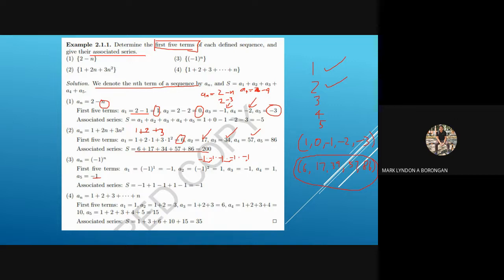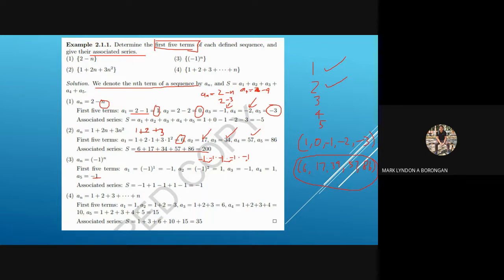So that is the list of our first 5 terms. And then, to find the associated series, all you have to do is add all of the terms in our sequence. So S will be equal to negative 1 plus 1 minus 1 plus 1 minus 1, which in total is negative 1.